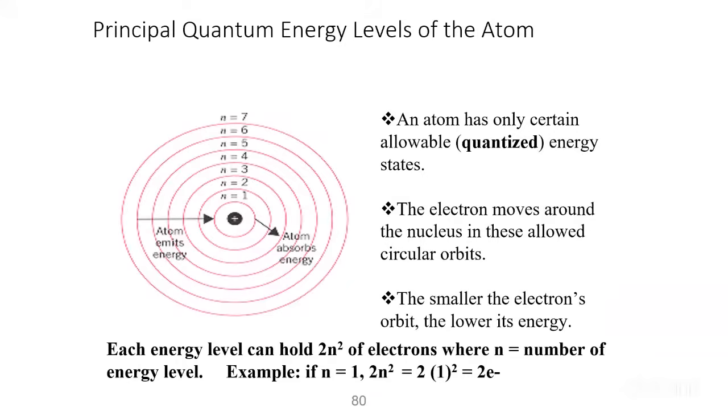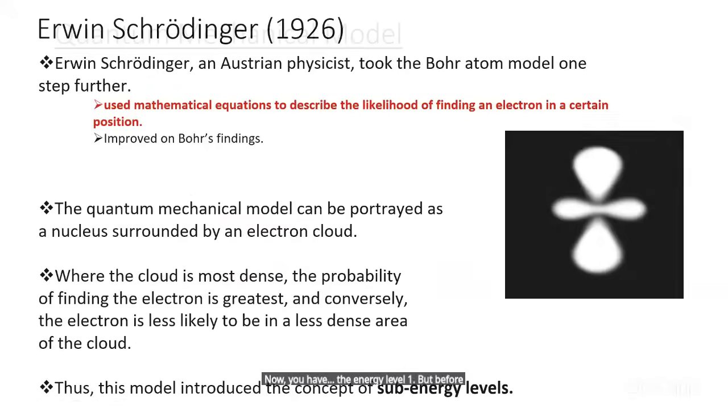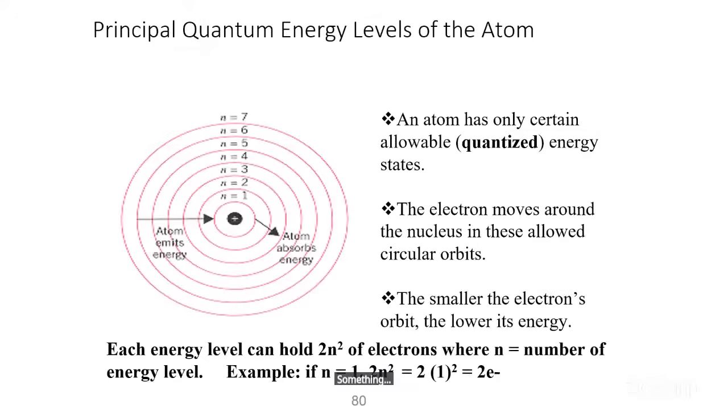Rutherford's theory or proposal. Now, in summary of Bohr's atomic theory, what he actually meant is that an atom will have certain allowable quantized energy states. Now, you have the energy level 1. Okay, let us look at what we have here. You have n equal to 1, that is, energy level equal to 1.